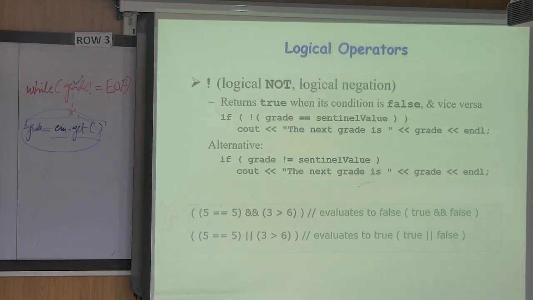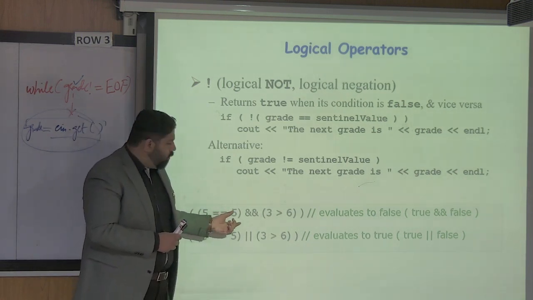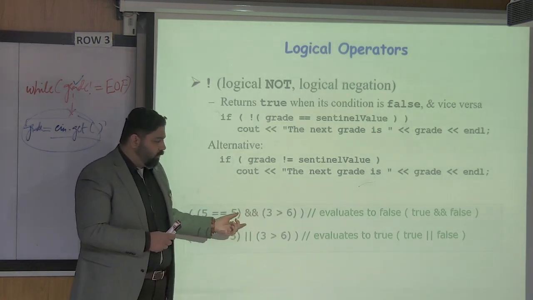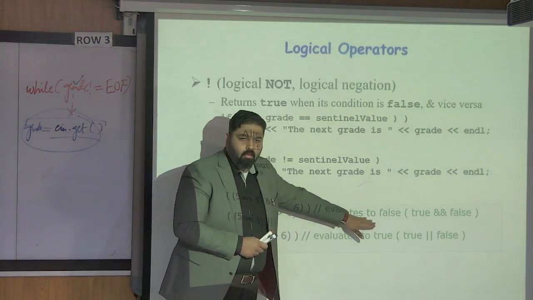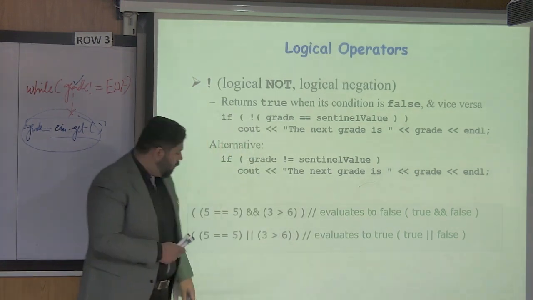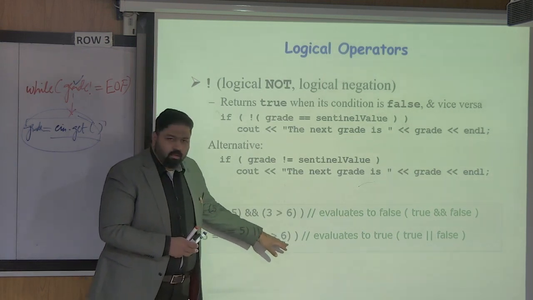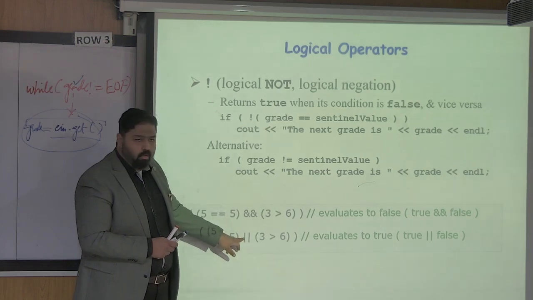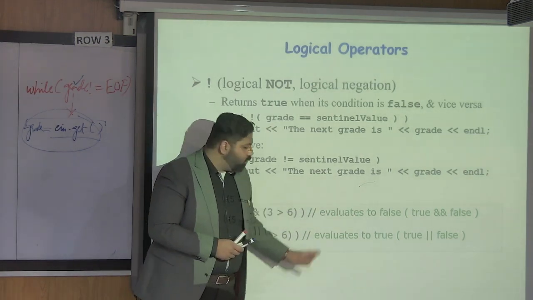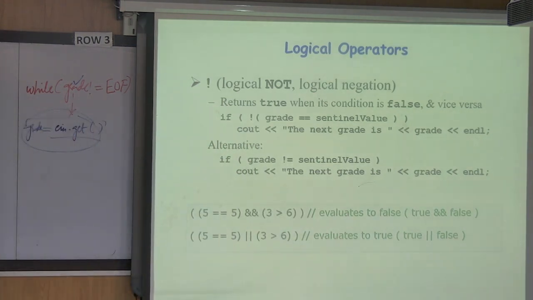Five is exactly equal to 5. True or false? 3 is greater than 6. Overall: 5 is exactly equal to 5, 3 is greater than 6, overall true. In the case of AND it evaluates to false, and in the case of OR it evaluates to true. So this is simple, and now we can implement it in different statements.